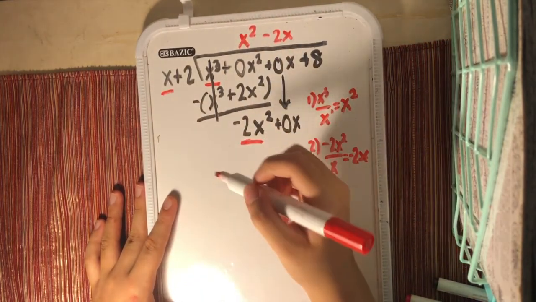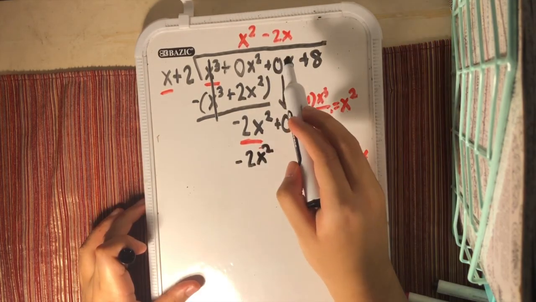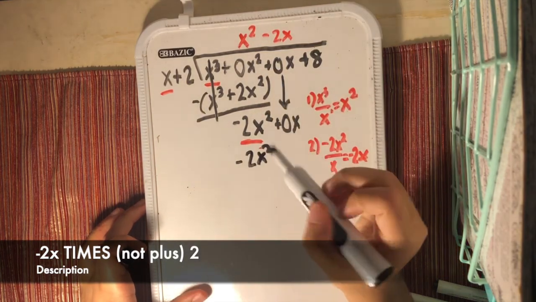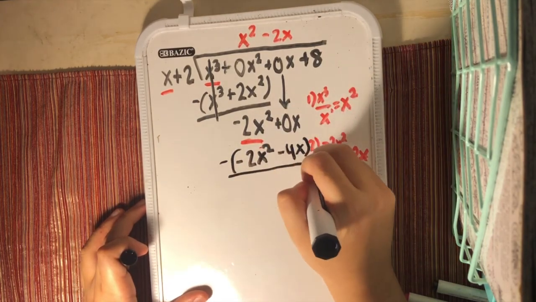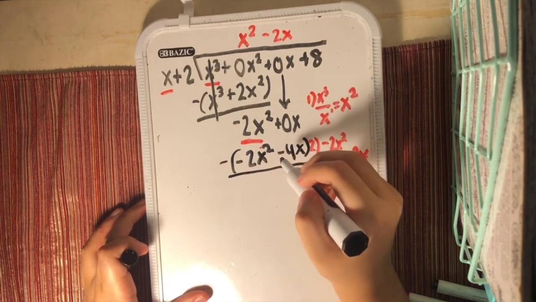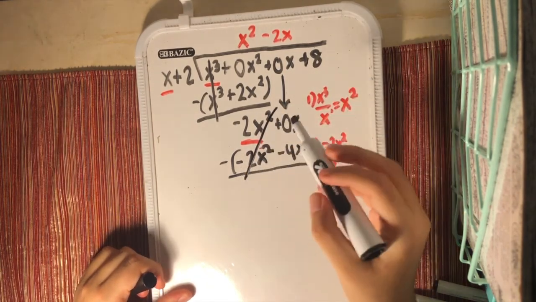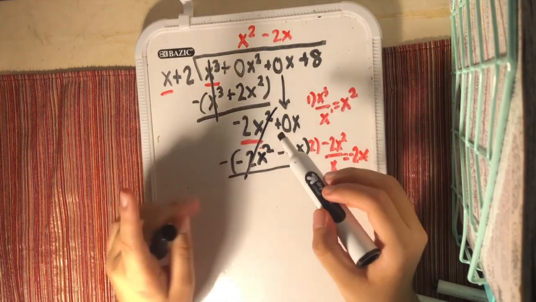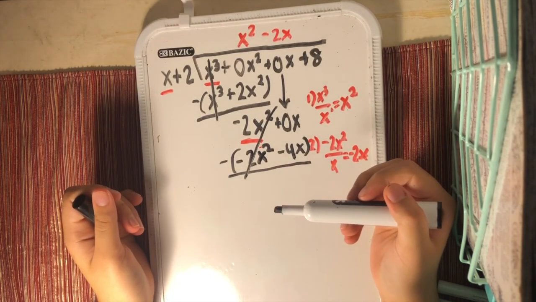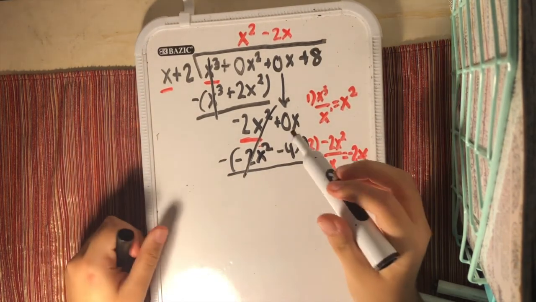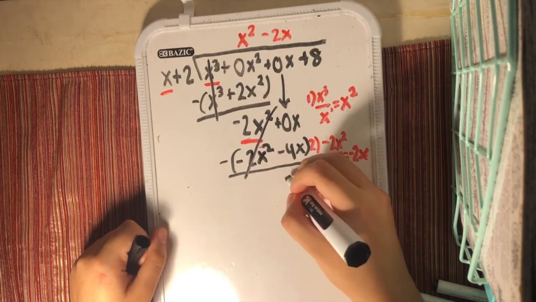Negative 2x times x is negative 2x squared. And negative 2x plus 2 is negative 4x. We're going to put that in parentheses and subtract. Negative 2x squared minus negative 2x squared is the same as negative 2x squared plus 2x squared. So these cancel, and don't just assume that they cancel. Make sure you actually check, because if you made a mistake, then you're not going to know and you're going to mess up the rest of it as well. So 0x minus negative 4x is 0 plus 4x, so that's 4x.